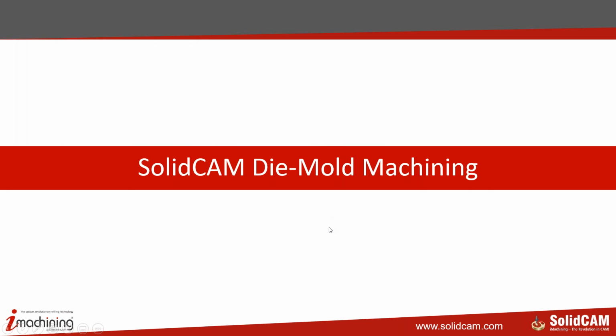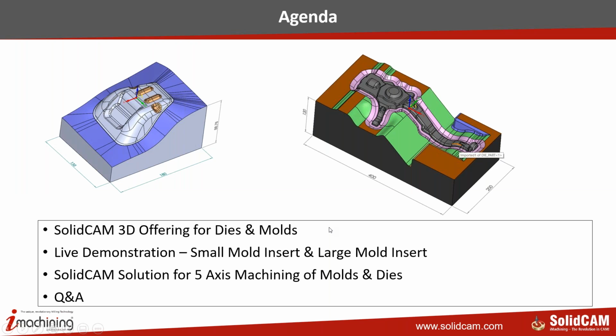Okay, today's agenda, we are going to see SolidCAM's 3D offering for dies and molds. We will have a live demonstration for two parts, the parts that you're seeing on your screen. One is a small mold insert, approximately a size of 180, 135 by about 90. The other one is a large insert, about 400 by 200 by 120. These are the two inserts that we are going to see live.